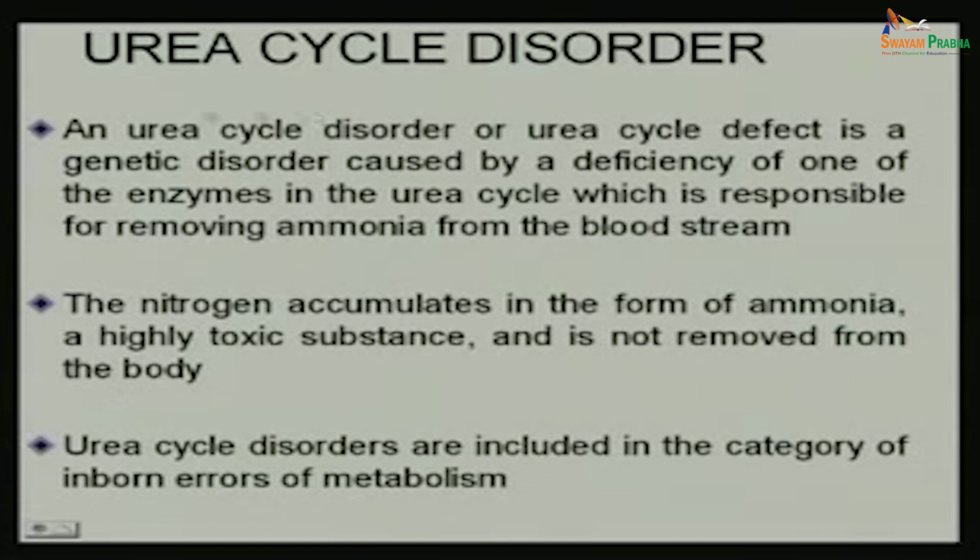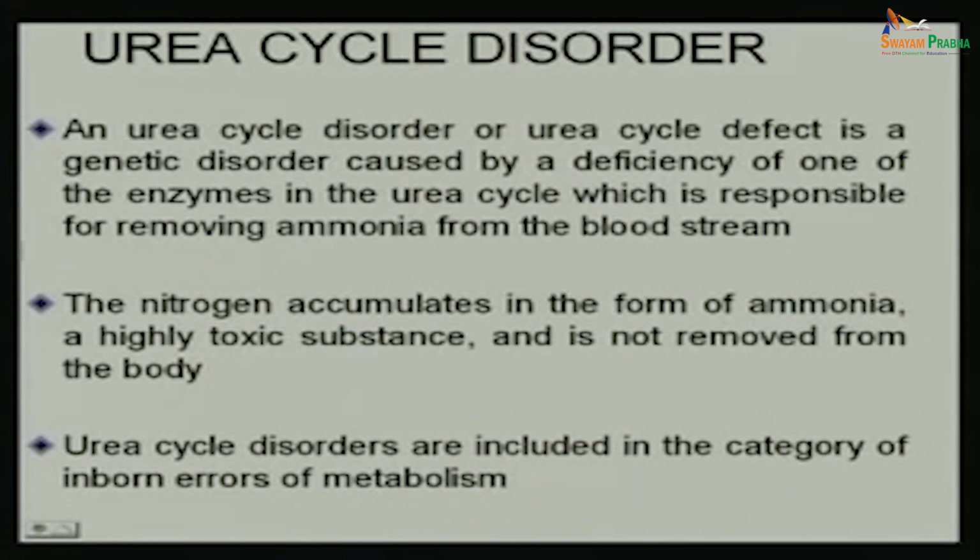Now, if we see urea cycle disorder, we can find that a urea cycle disorder or urea cycle defect is a genetic disorder caused by a deficiency of one of the enzymes in the urea cycle, which is responsible for removing ammonia from the bloodstream. That means with the defect, there is accumulation of toxic substances in the form of ammonia inside the living system.